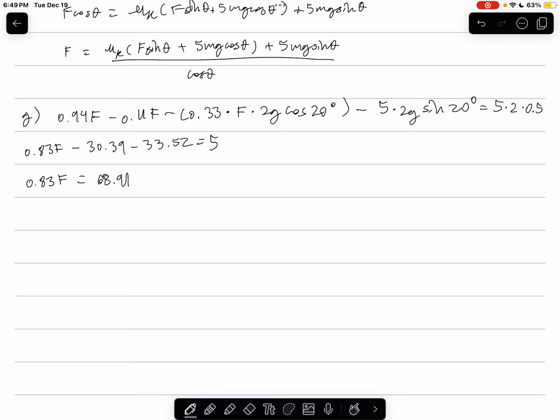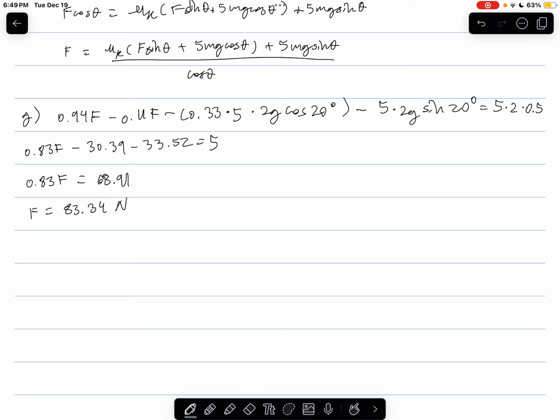Oh wait, did I forget a 5 up here? Yes, I did. I'm so sorry. It's not supposed to be F, that was a 5. 5 times 2g. Okay, everything all good. And then after that, you should get F equals 83.34 newtons.